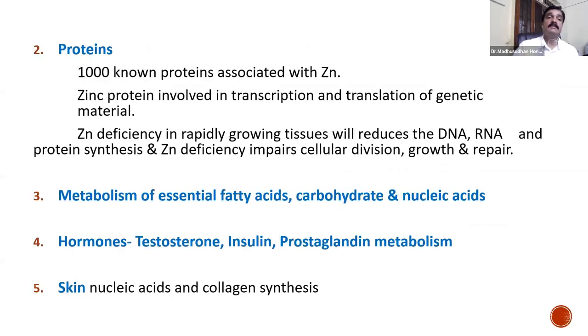And zinc is a part of many proteins. There are 1,000 known proteins associated with zinc. As I already told, the zinc protein is involved in transcription and translation of genetic material. And the deficiency of zinc in rapidly growing tissues will reduce the DNA, RNA, protein synthesis, and it will impair the cellular division, growth, and repair.